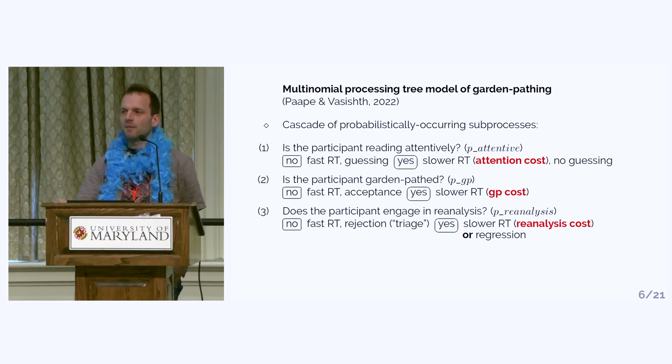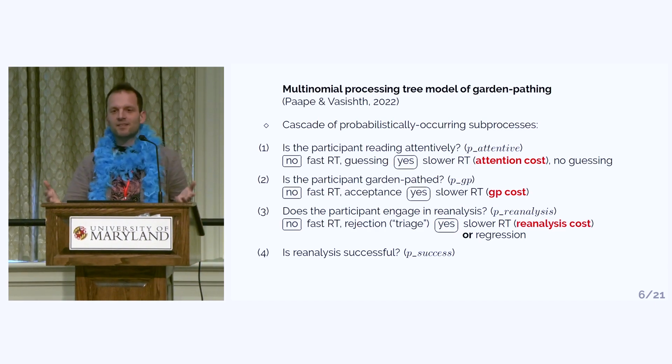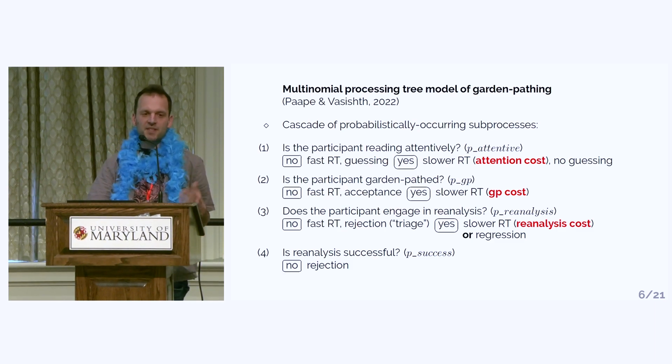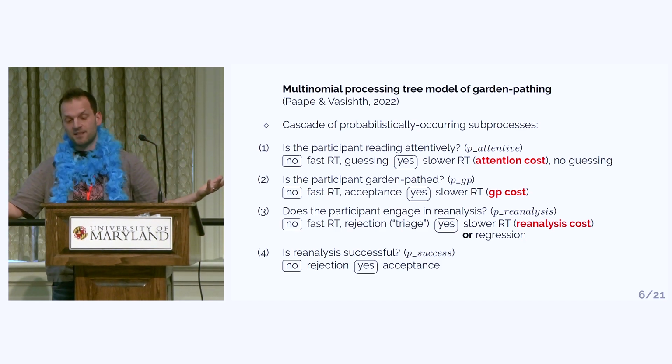But if they do engage in reanalysis, they'll probably slow down again, even more than before, right? Or they may also regress and reread parts of the sentence. And finally, reanalysis can be successful or not. If it's not successful, you probably reject the sentence as being unacceptable. If it's successful, you probably accept it, because after all, you found the correct analysis.